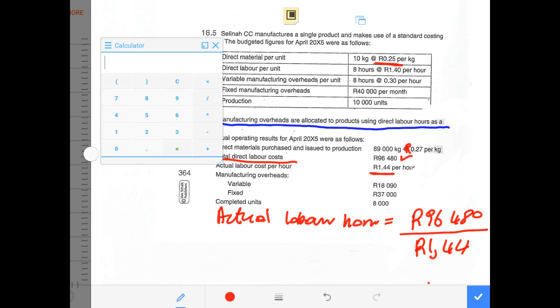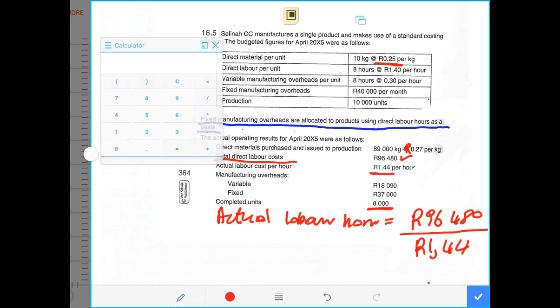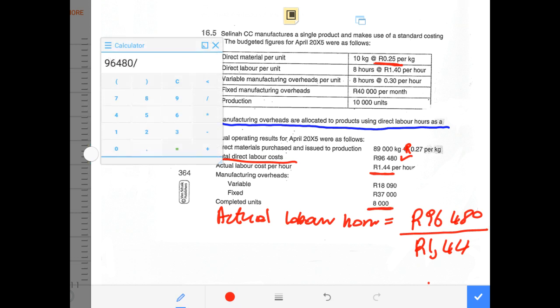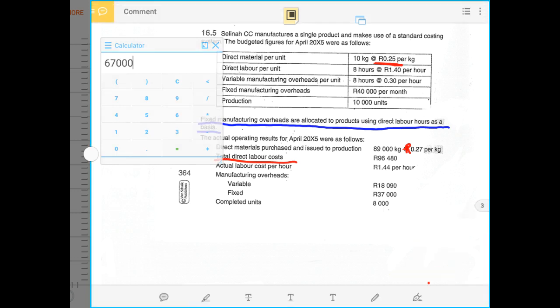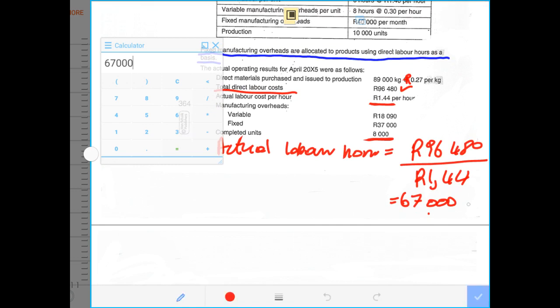If we do that, we will get the actual labor hours. That means the number of hours it took to manufacture the actual products that were manufactured, which is the 8,000 units. So we have 96,480, and we divide this by 1 rand 44 cents. This will give us 67,000 hours. That means it took 67,000 hours of labor in order to manufacture 8,000 units, which is the completed units. These are the actual units that were produced.